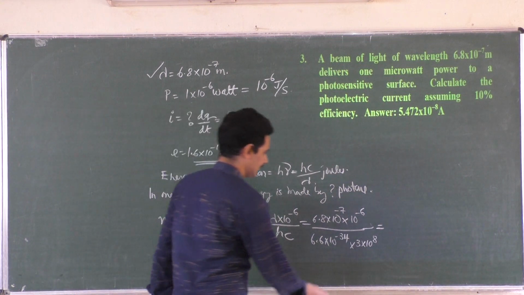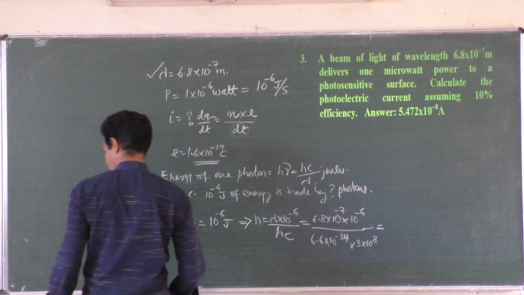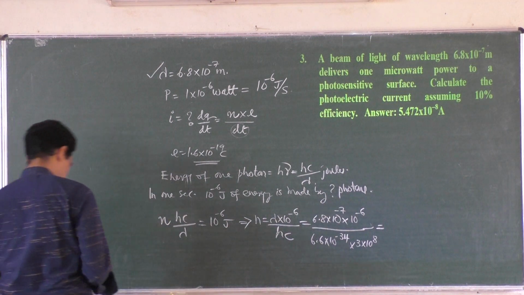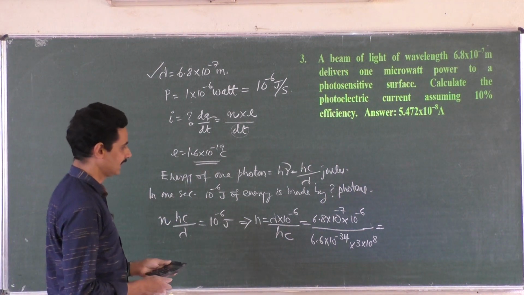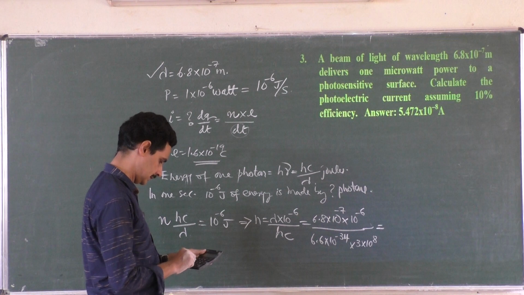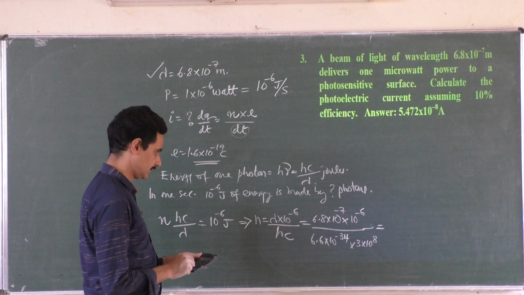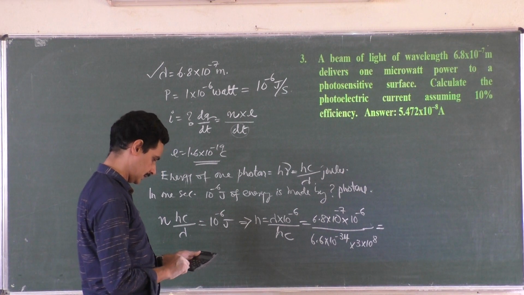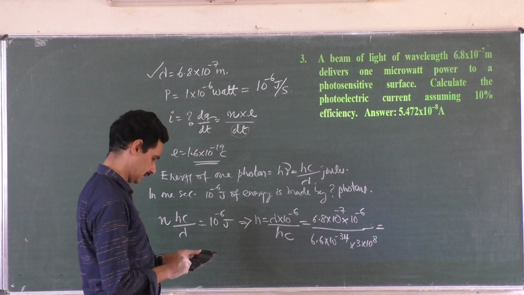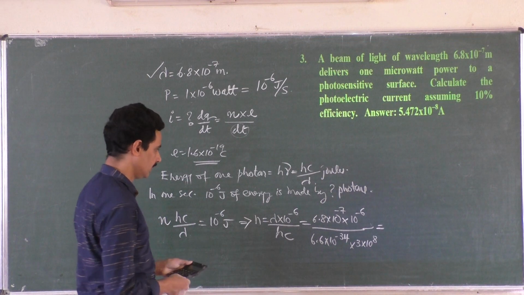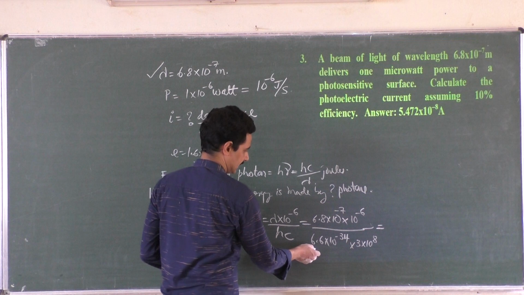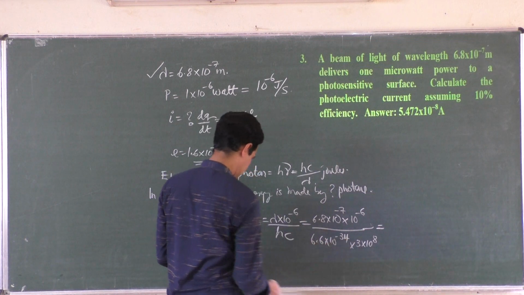Okay, what is this answer? So, the number of electrons should be huge in number, remember? Check it. How much? 6.8 divided by 6.6, answer. Then divided by 3, answer.